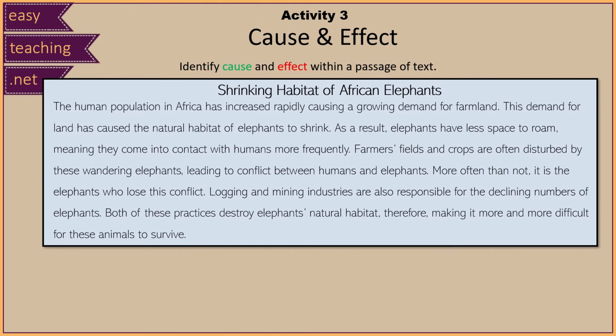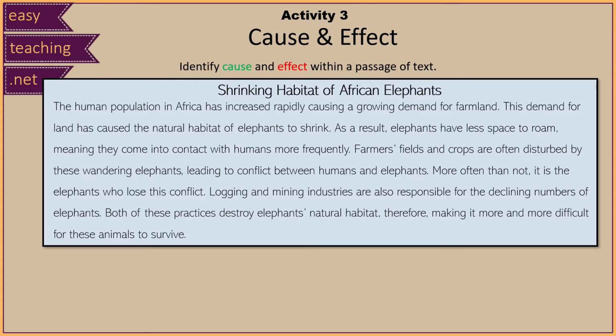Here's the text we'll read together. Shrinking habitat of African elephants. The human population in Africa has increased rapidly, causing a growing demand for farmland. This demand for land has caused the natural habitat of elephants to shrink. As a result, elephants have less space to roam, meaning they come into contact with humans more frequently.